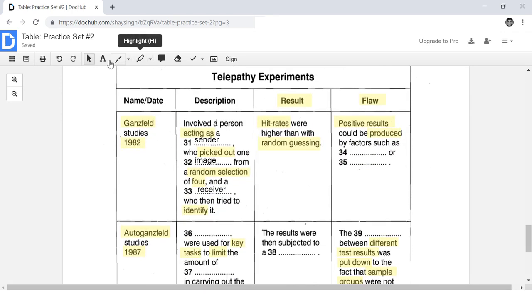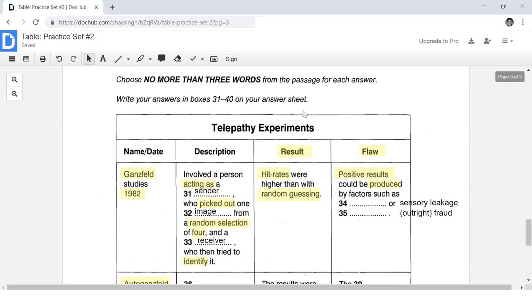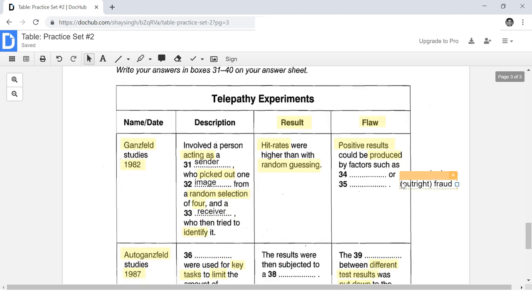Let's come down here and let's just put that in here. So right here we have, I'm going to put it outside because the line is too small. So sensory leakage. And then the next one, 35, is outright fraud. You don't have to put the word outright if you don't want to. So I'm going to put that in parentheses because even if you don't include the word outright, your answer would still be correct. Here it's fine if you give a one-word answer or a two-word answer because here you can write up to 3 words. So outright fraud or fraud, both of them are correct.